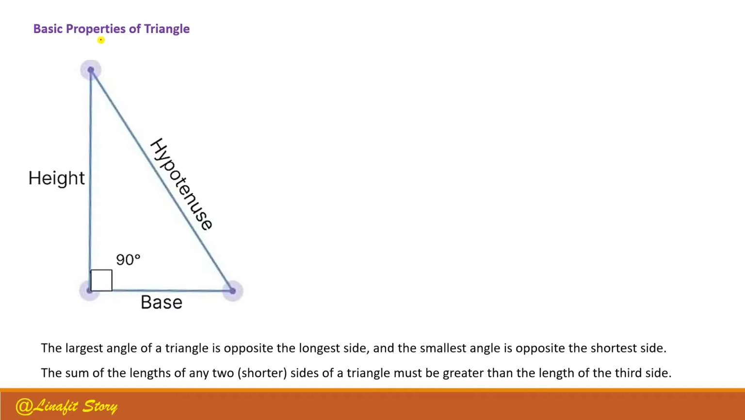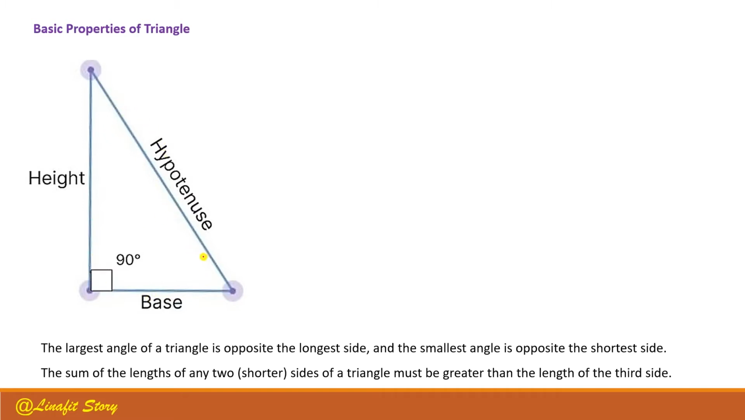Basic properties of a triangle. Here is the height of a triangle. This is the base of a triangle. Remember, base and height must be perpendicular to each other. The side opposite the right angle is called the hypotenuse. The hypotenuse is the longest side of a triangle.